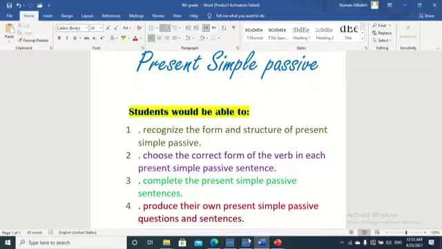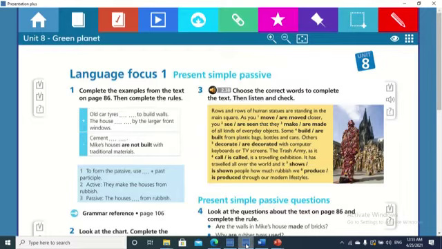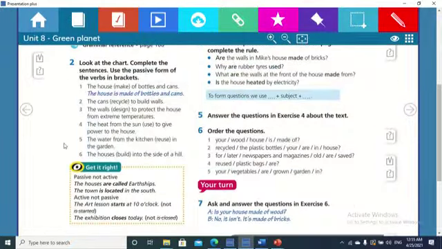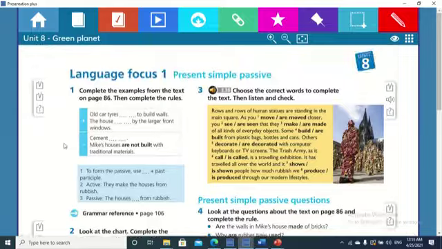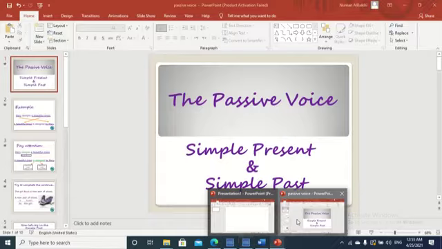Of course, I asked you last time to complete exercise 1. This is on page 87. It's taken from the reading text. This is exercise 1, and again, of course, we will have exercise 4, which is again taken from page 86, which is the reading text, which is present simple passive questions. Before we complete these exercises, let's have this short presentation about the passive.